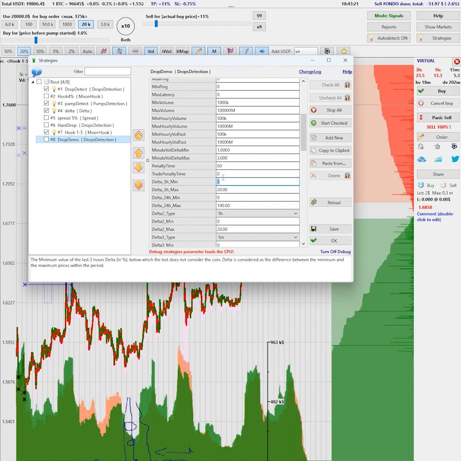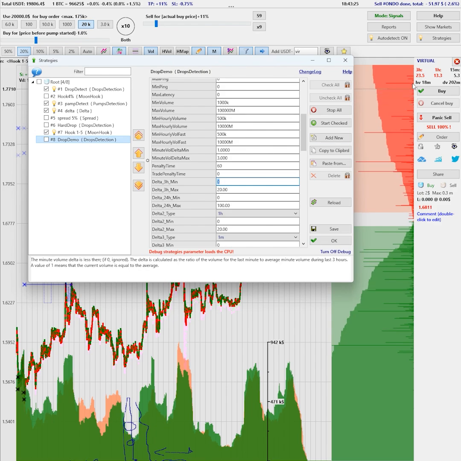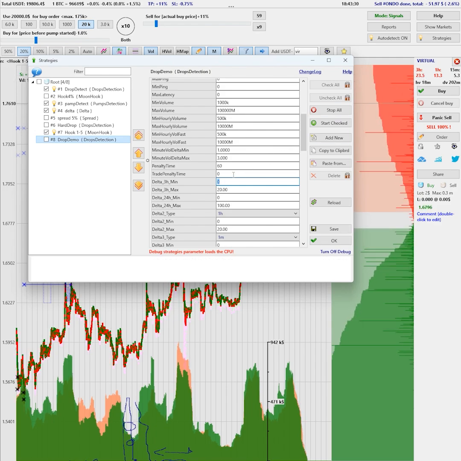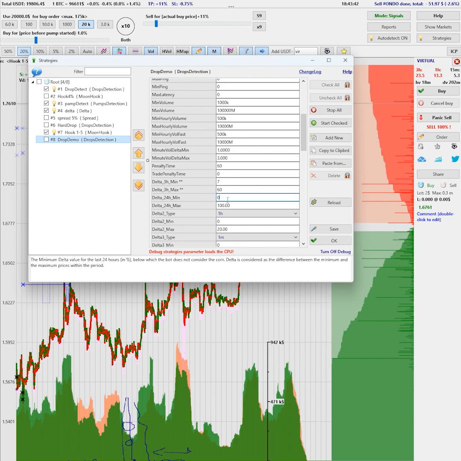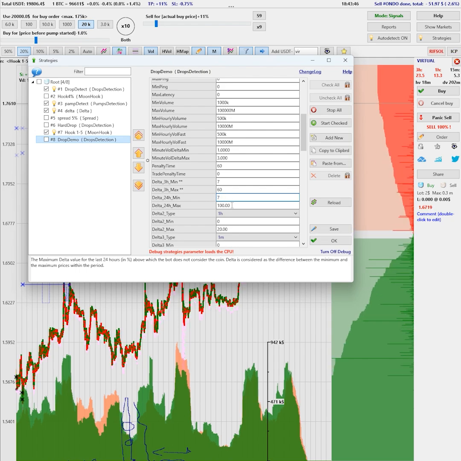All right, next up, deltas. We have 3 hour deltas. You can see deltas right here. In this case, the 3 hour delta is 23%. Let's say that we want the minimum delta over the last 3 hours of 7%. The max delta, let's say we want 60%. That way we don't get too crazy. 24-hour minimum, let's also keep it 7 minimum, and max also at 60.